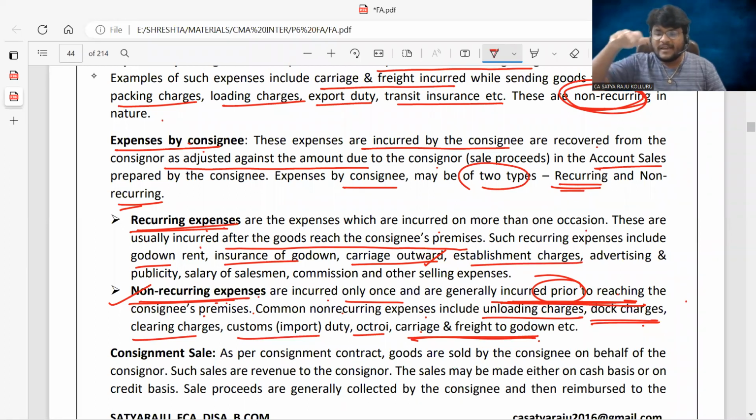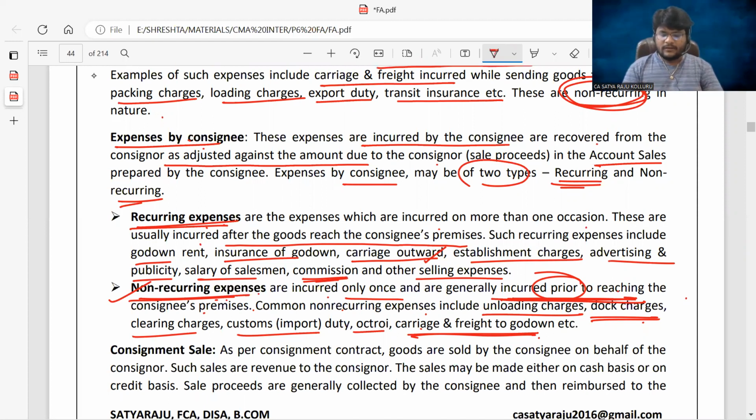Establishment charges to establish your trading entity, advertising and publicity, salary of salesman, commission, and other selling expenses are known as recurring expenses. Simply, non-recurring means before reaching the goods. Recurring means after reaching the goods.